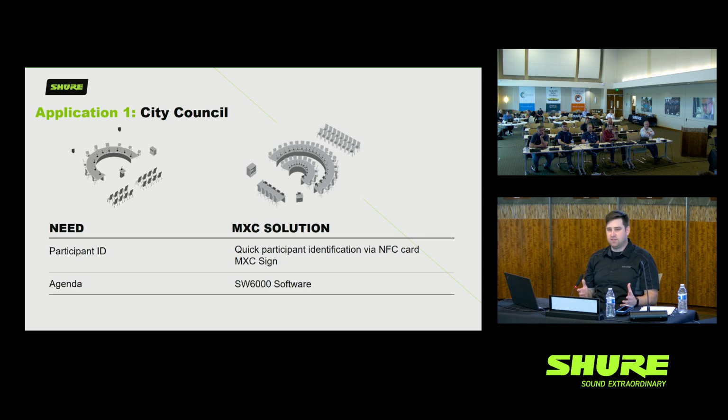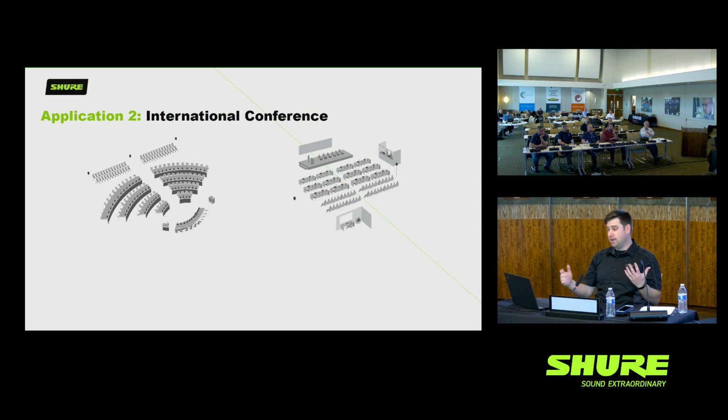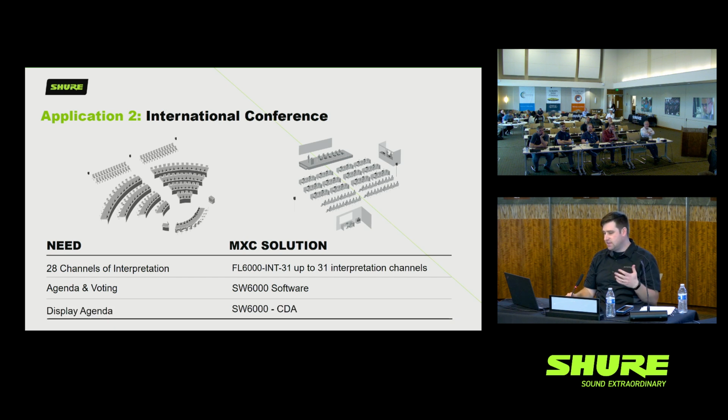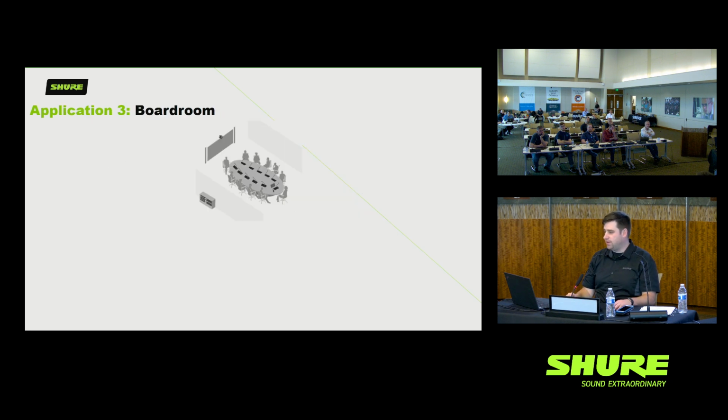They're going to need agendas, so they should look at Software 6000, and they're going to need to record that vote because it matters, so we have that voting software. Getting into really big conferences, international conferences, where interpretation is going to be a must. They need 28 channels. Well, we can support up to 38, or 31, sorry. Agenda and voting, well, Software 6000 can cover all of that. And displaying the agenda, because they want to be able to support it out in the hallway, using CDA with included software, which is included with Software 6000, would be the way to go.